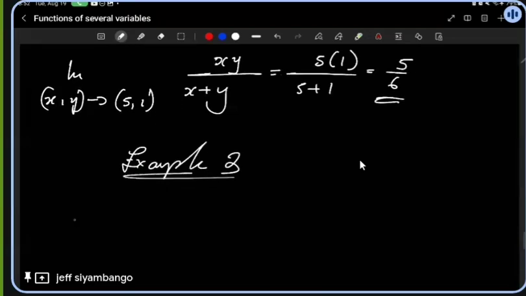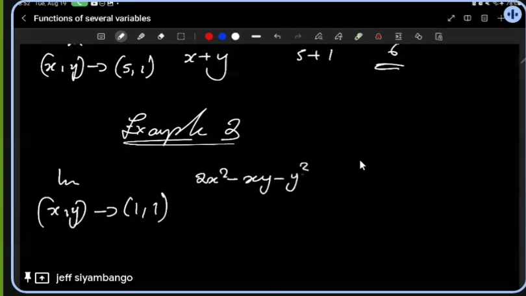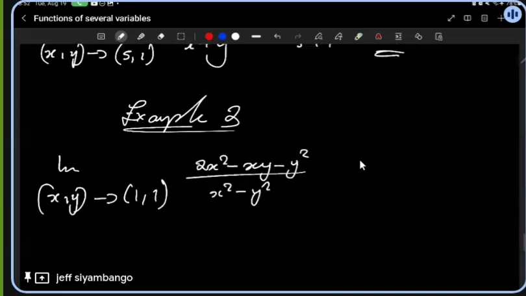In the next example, we want to evaluate the limit as x, y approaches the point 1, 1 for the function 2x squared minus xy minus y squared, over x squared minus y squared. What we quickly see here is that at 1, 1, the function is not continuous. That is because if you substituted, this would be 2 minus 1 minus 1 over 1 minus 1. This is going to be 0 in the denominator.